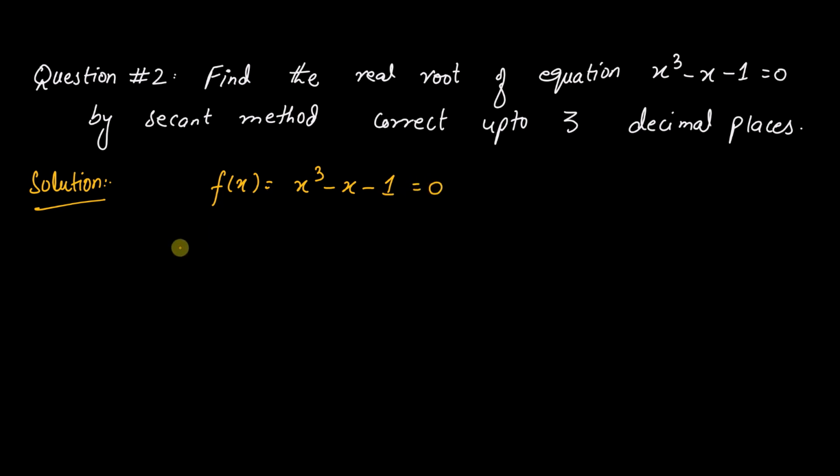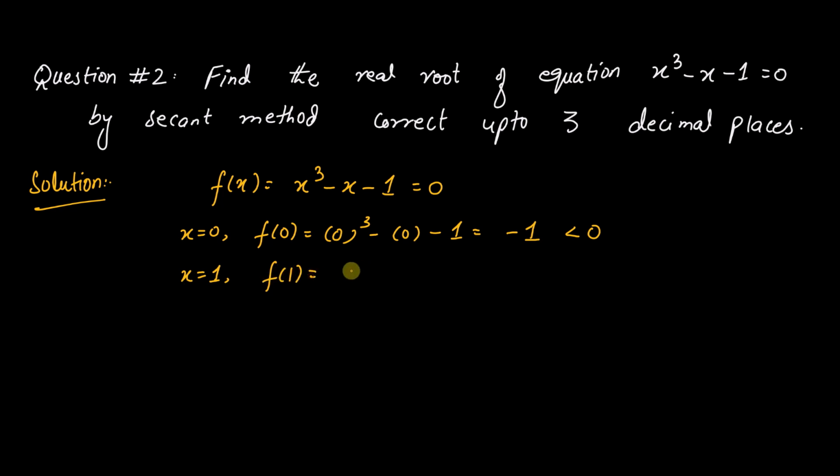So we have the function f of x equals x cubed minus x minus 1 equals 0. And I'm going to just start putting my values initially for x equals 0. So when I put 0, we will get negative 1. So that is a less than 0 value. Okay, let's check for x equals 1. So when I substitute 1, it cancels out, and we will get again negative 1 that is also less than 0. So 0 and 1 should not be the interval because both give us the same sign.